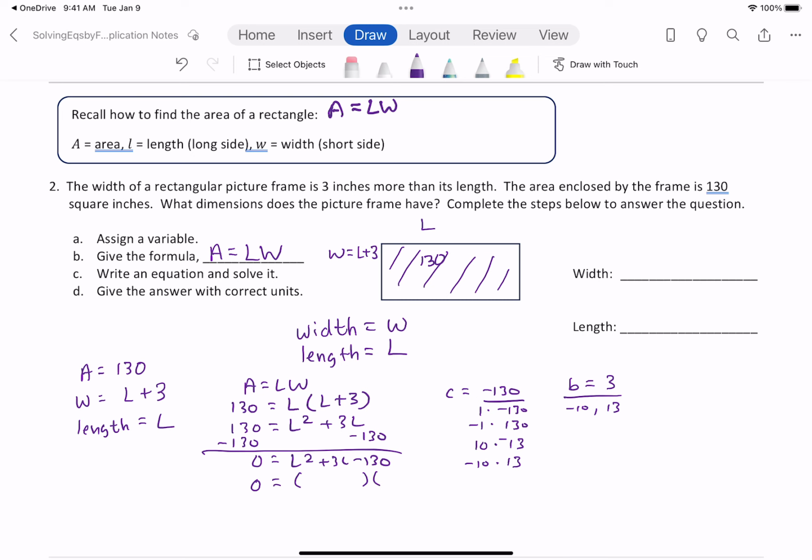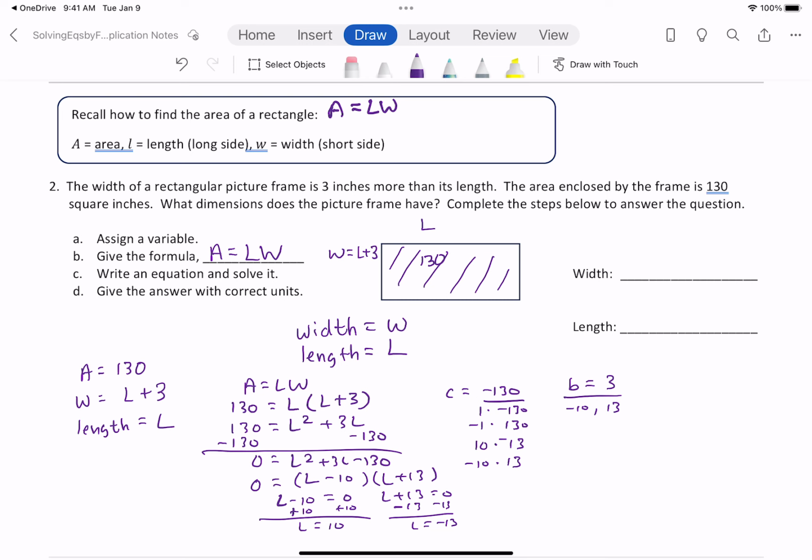So when A is 1, we can just use our factors directly. So we know both of the first spots are L. And then we have a negative 10 and a positive 13. Now we're going to set each one of the factors equal to 0. So adding 10, I get L equals 10. Subtracting 13, I get L is negative 13.